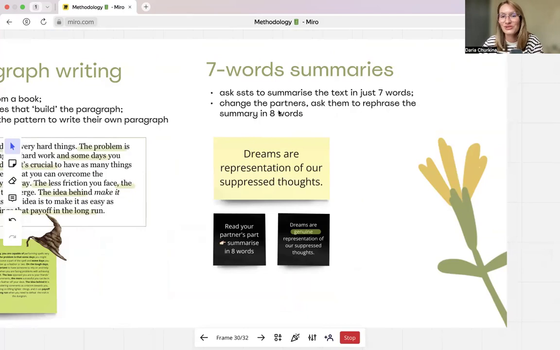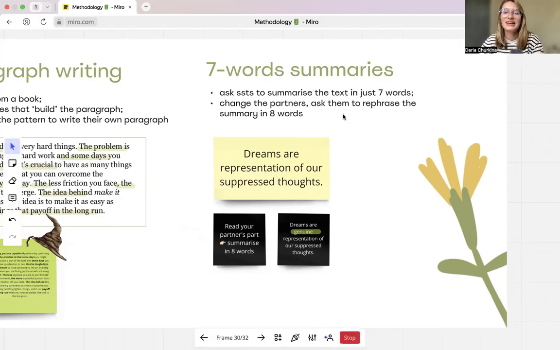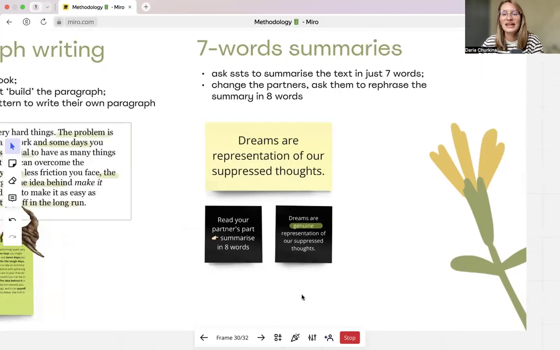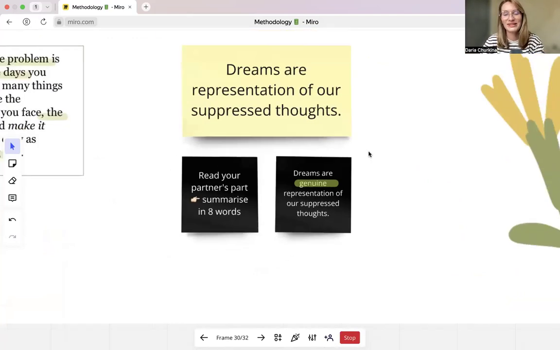So you ask your students to summarize the text in just 7 words and then change the partners. This is a trick. You may not use it, but you may try as well. Then you change the partners and ask them to rephrase their partner's summary in 8 words. For example, dreams are a representation of our suppressed thoughts. That was the original summary. And the edited one is dreams are a genuine representation of our suppressed thoughts. I know it might be like in some articles, but it doesn't really matter.